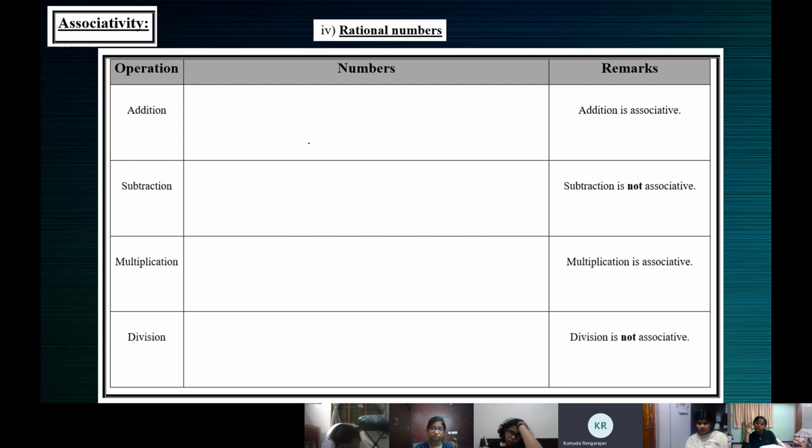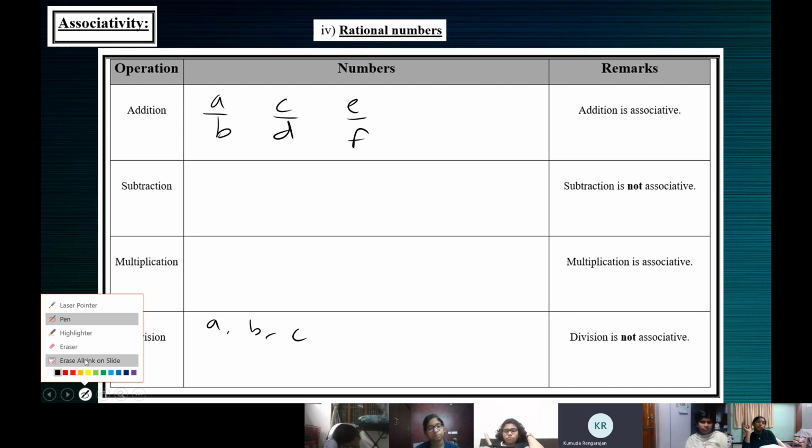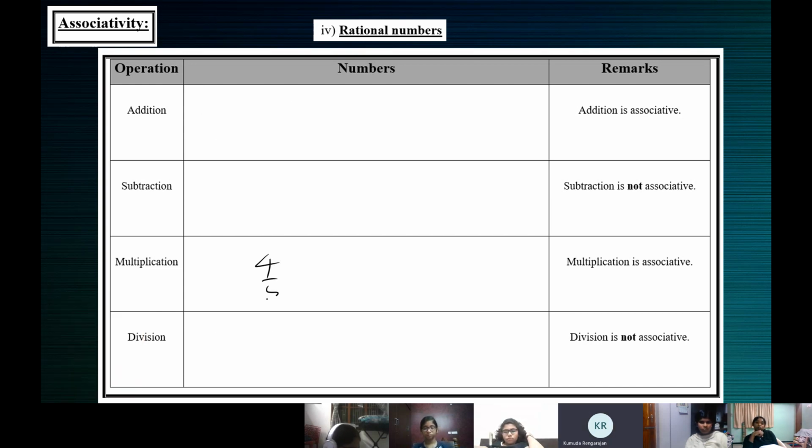Again, associativity, rational numbers. When you take three rational numbers, suppose I say A by B, C by D, E by F, you can say three rational numbers A, B, C also, children. That's also fine. You can say three rational numbers A, B, C. That is, we are calling 4 by 5 as A. See, you can say A, B, C also.